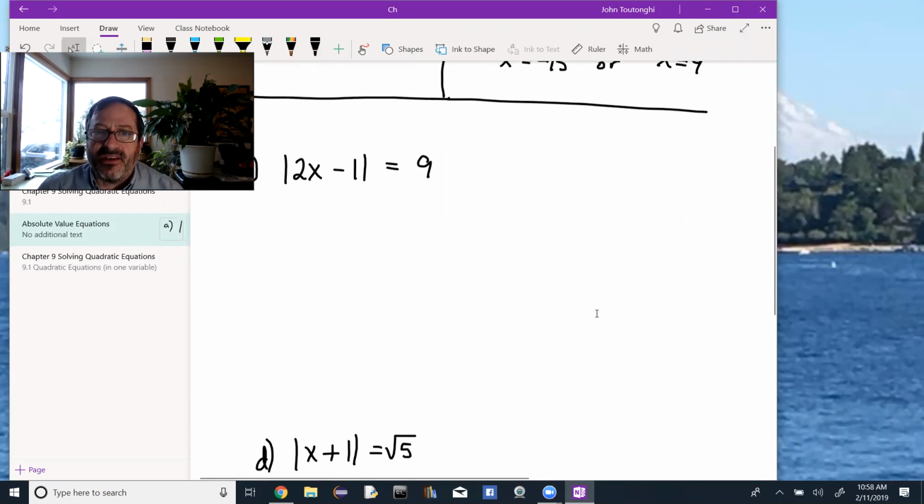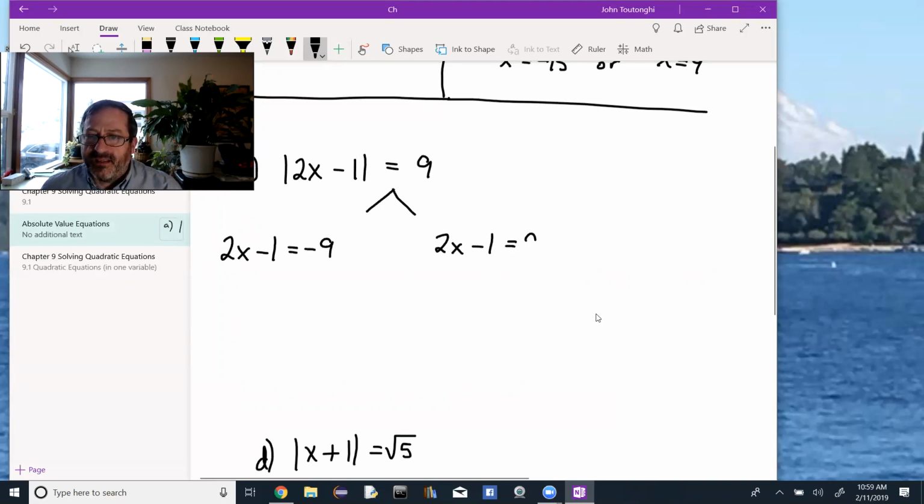Here we have the absolute value of 2x minus 1 equals 9. I've already isolated the absolute values in all of these. So once we get to this step in the process, we can break this up into two equations. Whatever is inside the absolute value, 2x minus 1, on the left will equal negative 9, and on the right will equal positive 9. And you'd think that the answers will be plus and minus of each other. They're not. These results are plus and minus of each other, the 9 and negative 9.